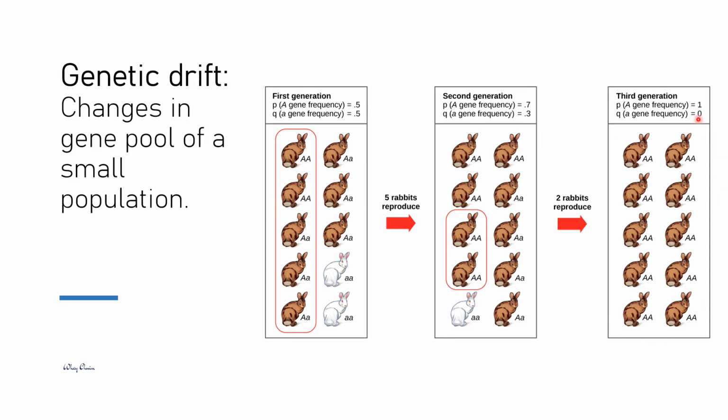In the third generation, we notice that none of them carry the recessive allele. This is implied by the frequency of the recessive allele, q, which is equal to 0. And now the frequency of the dominant allele, represented by p, has the highest value, which is 1.